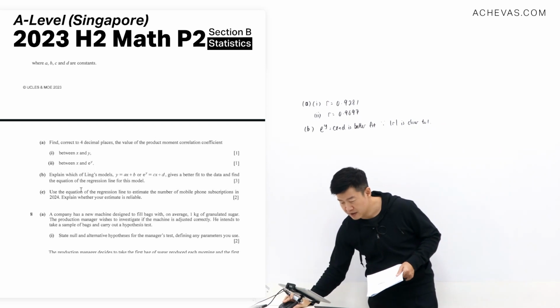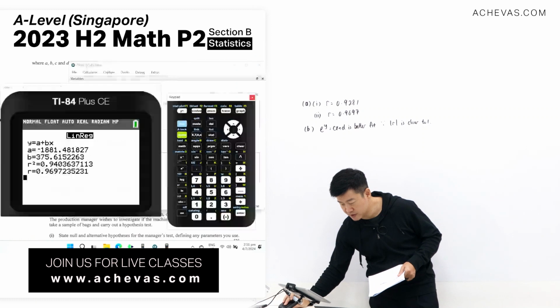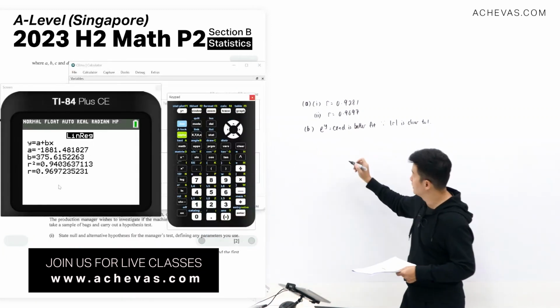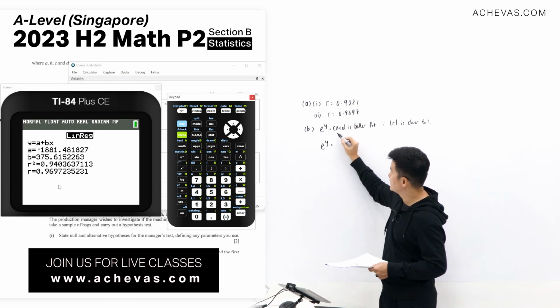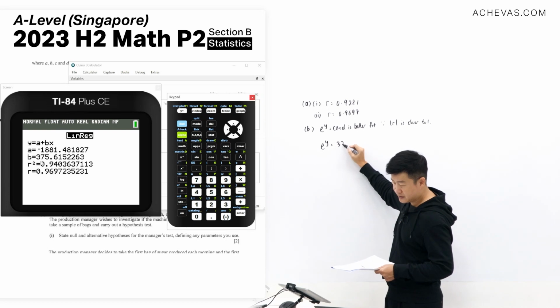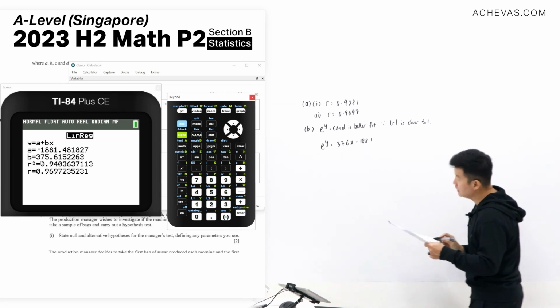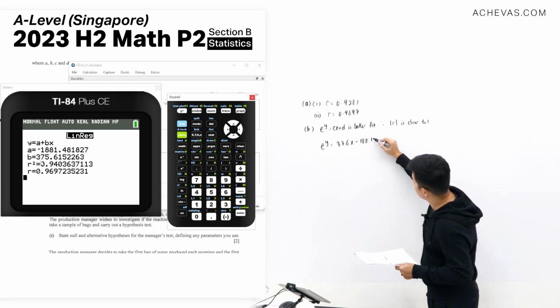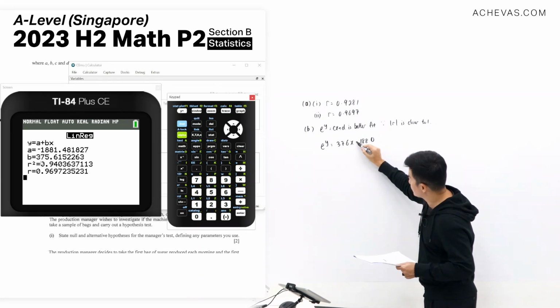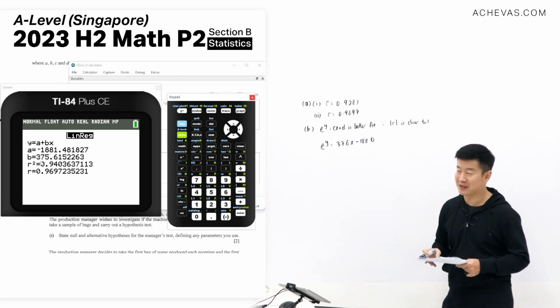So what is the equation of this model? Let's look at our calculator again. We're going to use these numbers. So we have e to the power of y equal to this. 376x plus d, where d is going to be minus 1880. Oops, I should write it as minus 1880. If I go for 3 significant figures, yep, this should be the better version.